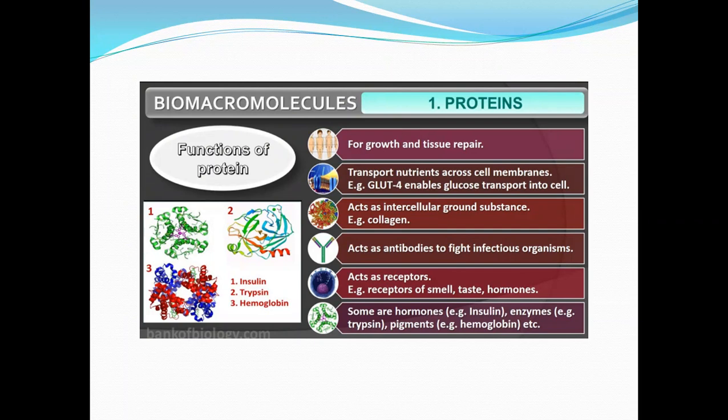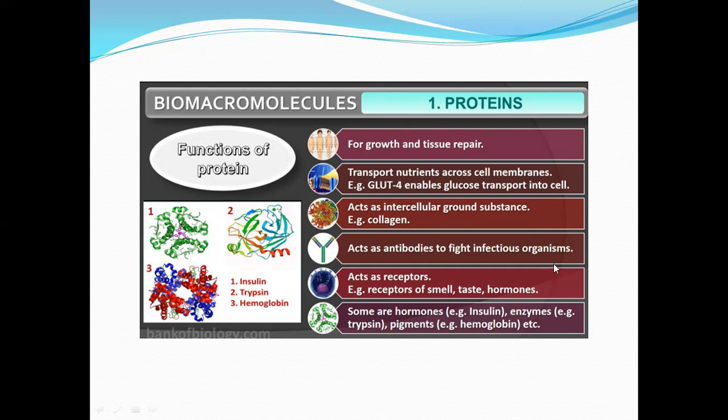The functions of protein: it is used for growth, tissue repair, and transport of nutrients across cell membranes, that is glucose transport into the cell. It acts as an intracellular ground substance, for example collagen. There are different types of protein, like keratin protein, which is there in our hair and nails, so in different organs of our body. It also acts as antibodies to fight infectious organisms.